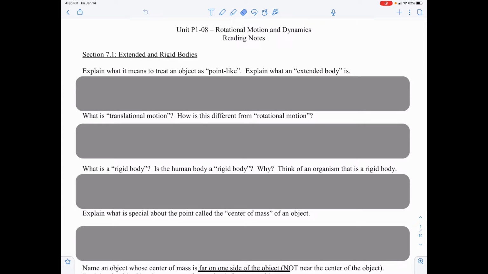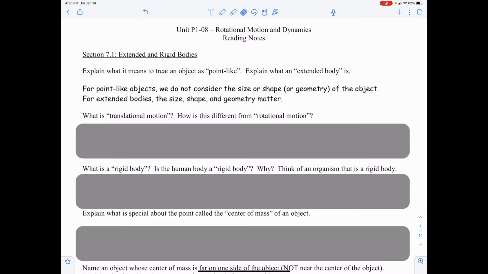Explain what it means to treat an object as point-like. Explain what an extended body is. For point-like objects, we don't consider the size, shape, or geometry of the object. For extended bodies, the size, shape, and geometry matter. You can think of a point-like object as a particle or something that could revolve around something else. Extended bodies are treated like objects that have an axis of rotation that passes through them. Therefore, their geometry matters.